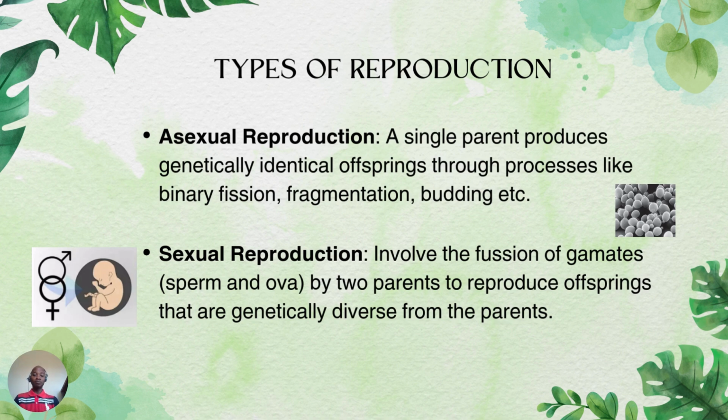Now, asexual reproduction is where a single parent reproduces genetically identical offspring, just like cloning, through processes like binary fission, fragmentation, budding, etc. If you can see through our illustration, you will see that we have yeast, the budding of yeast there. Okay, then we have in sexual reproduction, the fusion, coming together of gametes, or what we call the sex cell, the sperm and the ova, by two parents to reproduce offsprings that are genetically diverse from the parents, although the species are the same. So, in our next lesson, we are going to discuss in details sexual and asexual reproduction with their various examples.